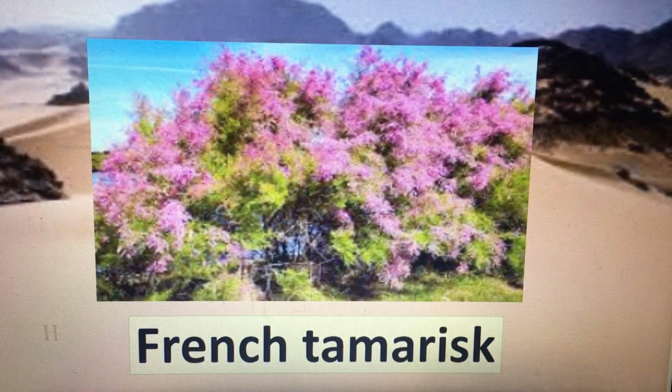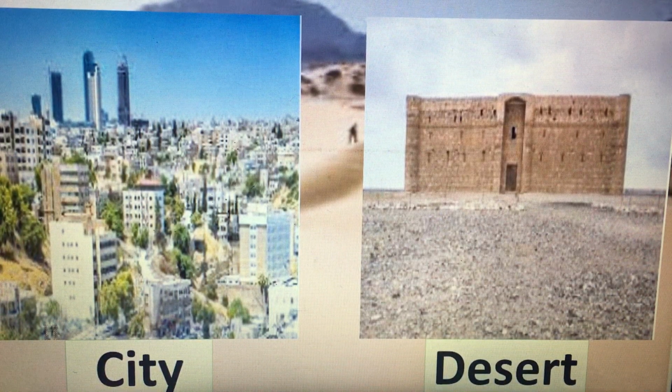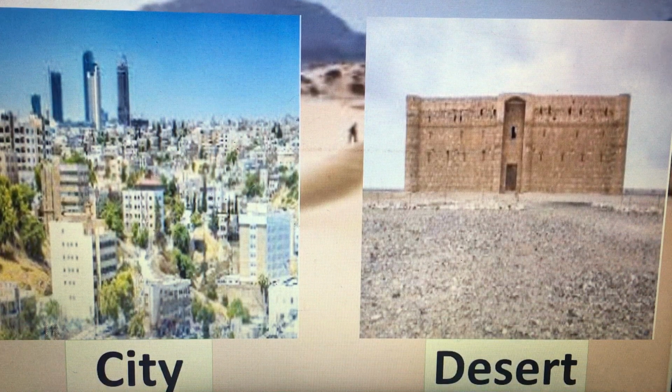Okay. Now, please look at the following pictures. The first picture is the city, and the second one is the desert. Now, can you tell me, where would you choose to live? Where do you like to live? In the city or in the desert? Actually, to me, I choose to live in the city because living in the city is much easier than living in the desert.